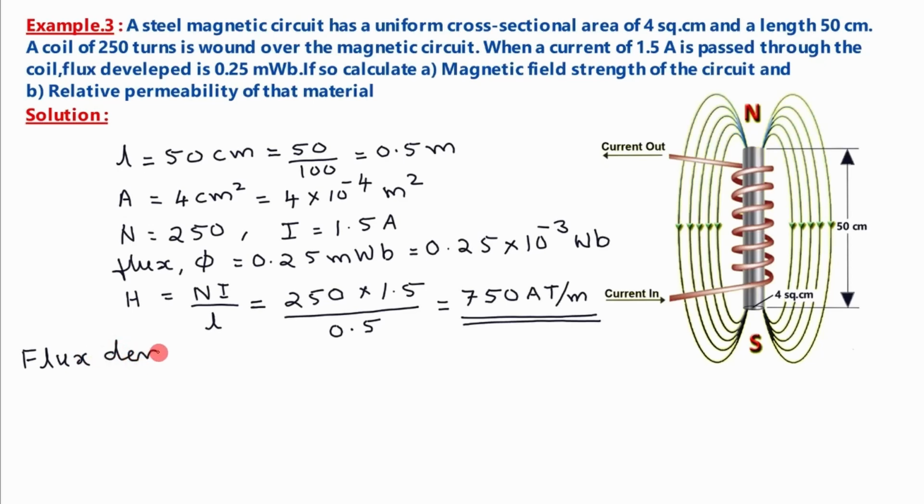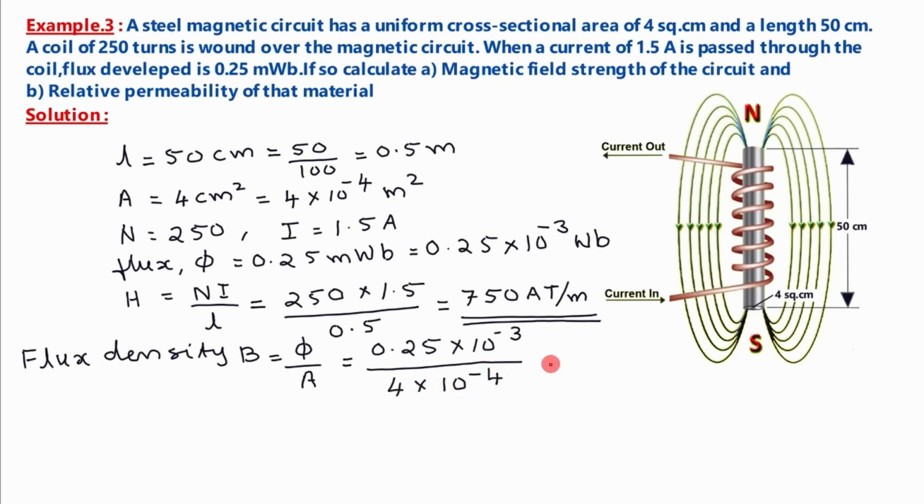Next we are asked to find the relative permeability of this material. We know that flux density B is equal to flux phi divided by area of cross section A. Flux phi is 0.25 into 10 raised to minus 3. A is given as 4 into 10 raised to minus 4 meter square. Substituting these values of phi and A here, 0.25 into 10 raised to minus 3 divided by area 4 into 10 raised to minus 4, which gives 0.625 Weber per meter square.